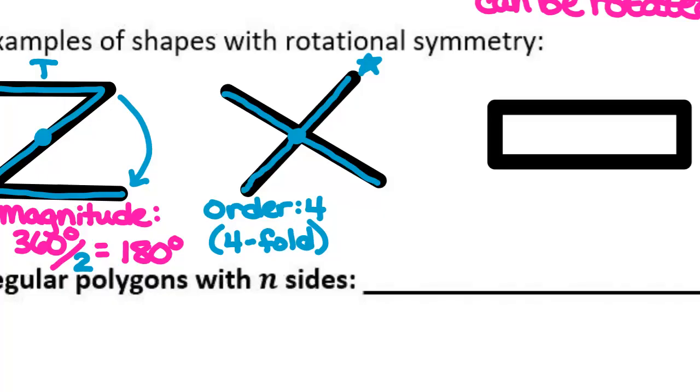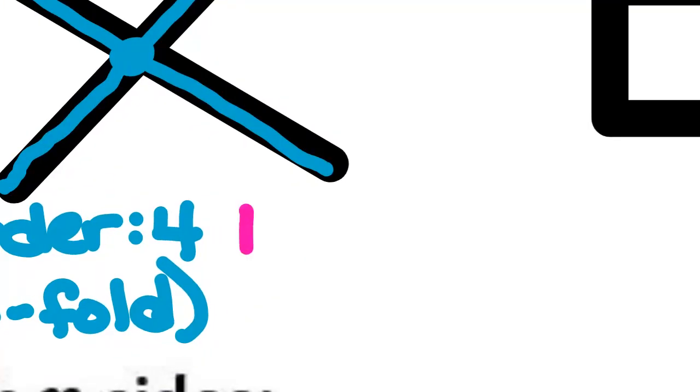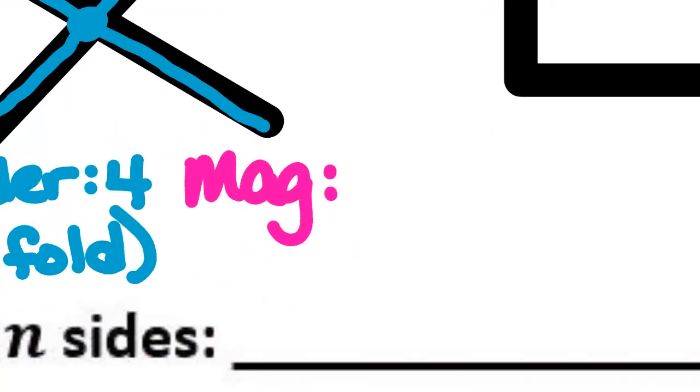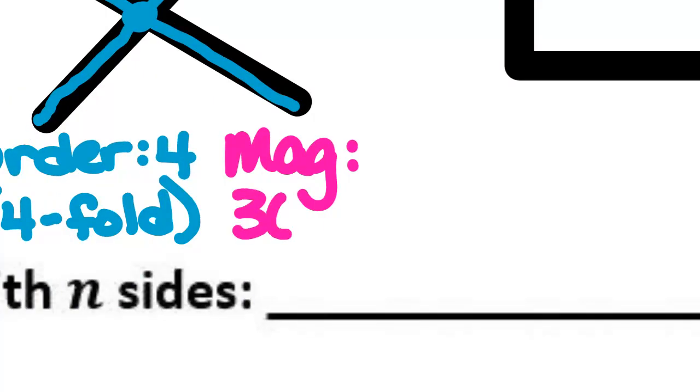All right, so there's my order, which means the magnitude would be what? 90. Magnitude, we do 360 divided by the order, which is 4, and that gives us 90 degrees.